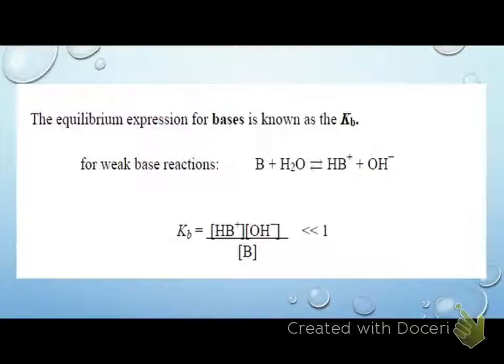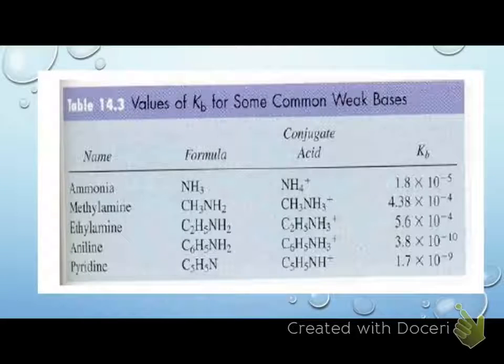Okay, so the equilibrium expression for bases is known as Kb, the B for base. Here we have our weak base reacting with water to form a conjugate acid and a hydroxide. So our expression is going to be, leaving out the water, of course, the conjugate acid times the hydroxide over the weak base. And again, much, much less than 1, because just like with the acids, the reaction is favored towards the reactants.